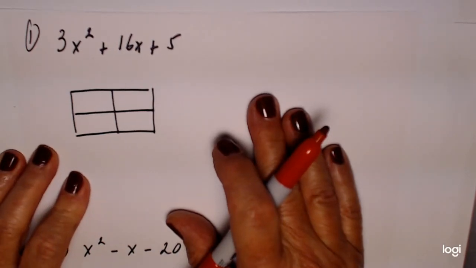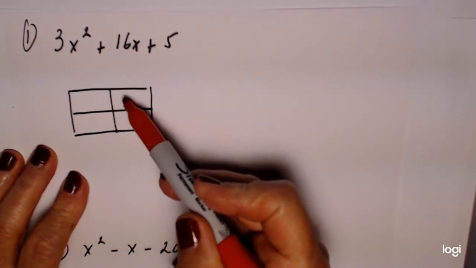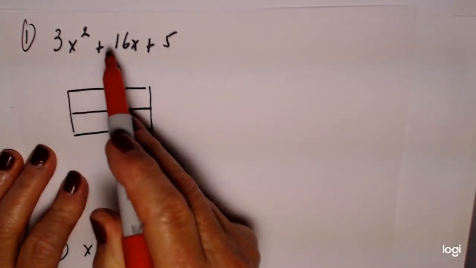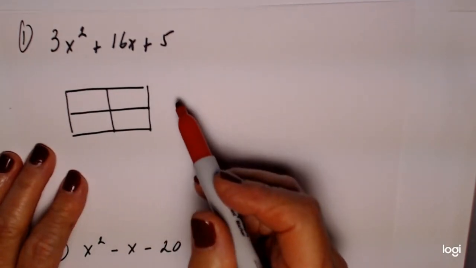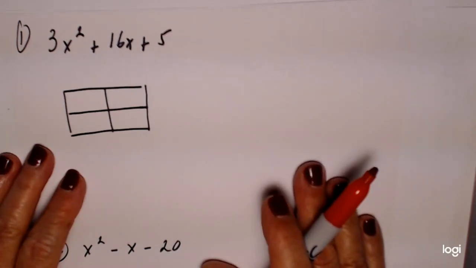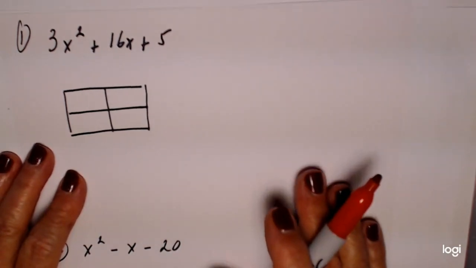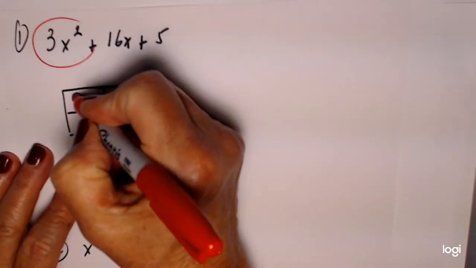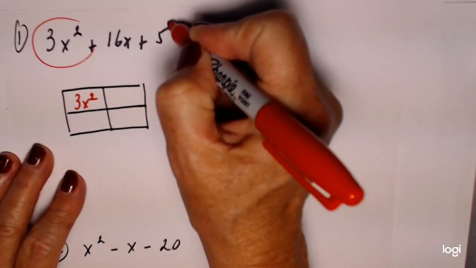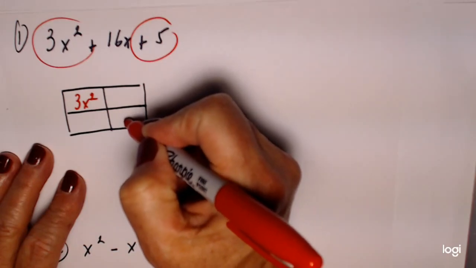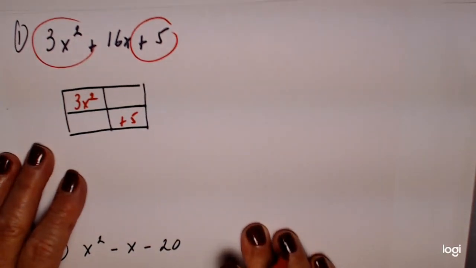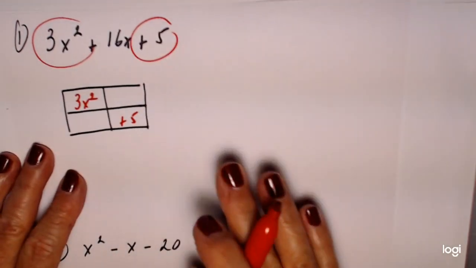So if we look at the box here, we notice the box has 1, 2, 3, 4 squares. We have a trinomial here, just 3 pieces of information. So we're going to need more information. But to get started, we're going to take this and put it in the first box. And then we're going to put this plus 5 in the last box. So this guy goes there, this guy goes here.